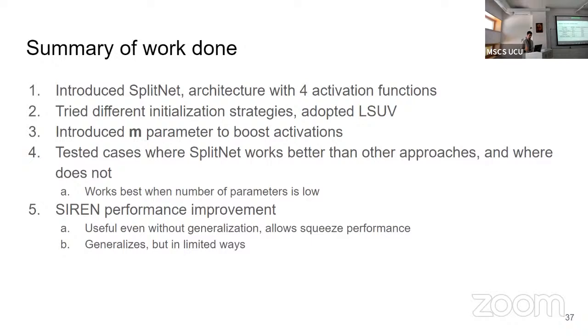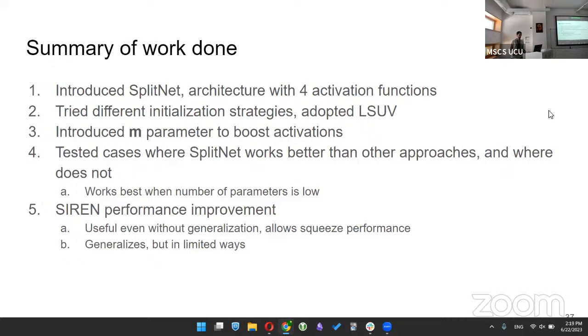So what is the summary? First of all, the main point is that a new architecture was introduced. More particularly, an initialization strategy was applied to improve the performance, and some change to the activations was also applied to improve performance. It was tested where this network really performs well, and it was found that it works well when the number of parameters is small. Also, the intended contribution of this work was an improvement of the previous work, namely SIREN, made particularly with a search of hyperparameters of the initialization, and it is even useful without generalization to other tasks, in the case when you want to squeeze more performance from one network for one signal.